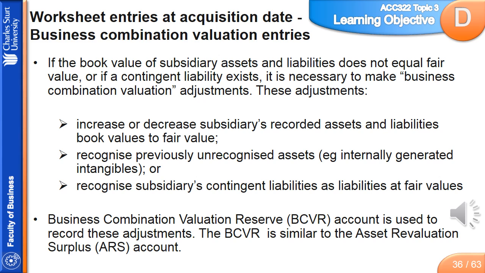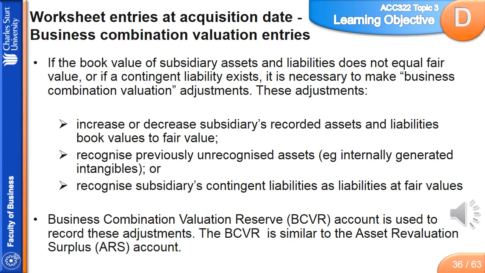And these would include either increasing or decreasing the subsidiary's recorded assets and liabilities book values to their fair value, and recognizing new assets such as internally generated intangibles, and recognizing any contingent liabilities. So the BCVR account is used, that clearing account I mentioned earlier, to record these adjustments, and I guess you could think of it as being similar to the asset revaluation surplus account you looked at in ACC322 when we did property, plant and equipment.